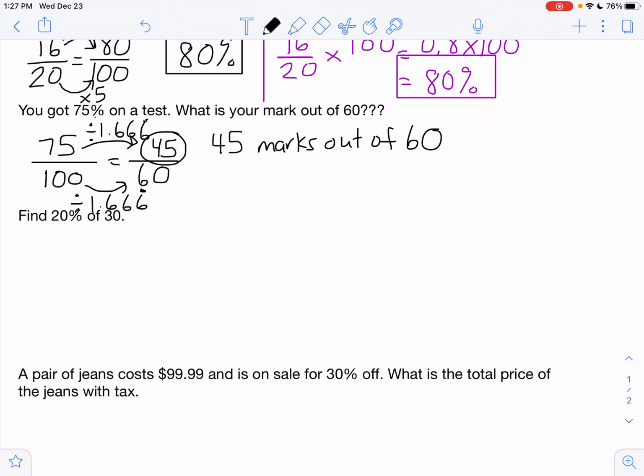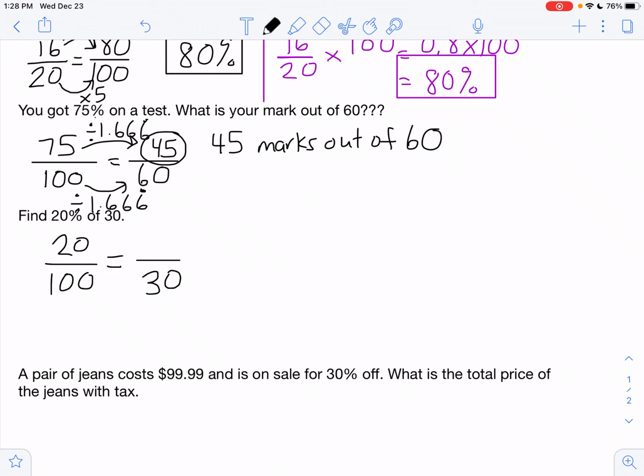Okay, so we're going to do 20 out of 100, because again, the percentage symbol means divide by 100 or out of 100, and we're going to say equals some number out of 30. So we're going to try and figure out what number out of 30. So how many people of 30 speak French, or how many wrong did I get out of 30 if I got 20%? Okay, so again, this is not a nice number that we're going to be dealing with here.